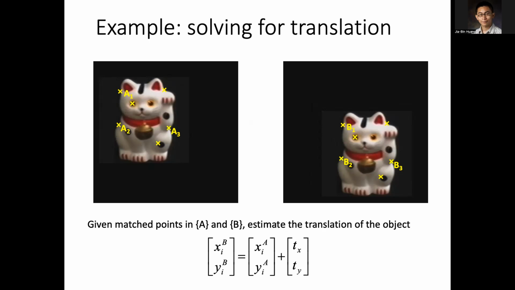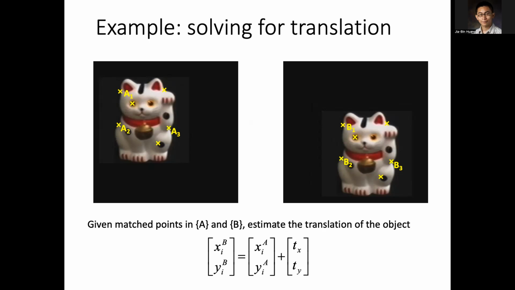If I already give you all the correspondences, XA1 matches to XB1, XA2 matches to XB2, and so on. Of course, they may be somewhat noisy. But let's assume first that all the points are accurate and there are no outliers. How do I do this?